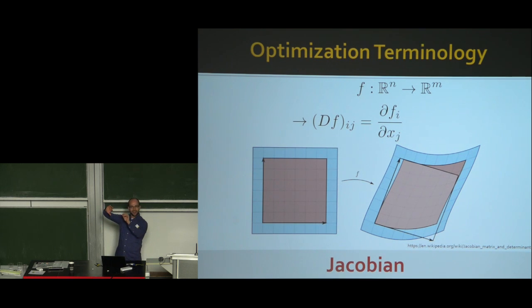for every possible combination of input and output variable. And this thing is called the Jacobian matrix. Essentially it's the same thing. It's a linear approximation of the function.